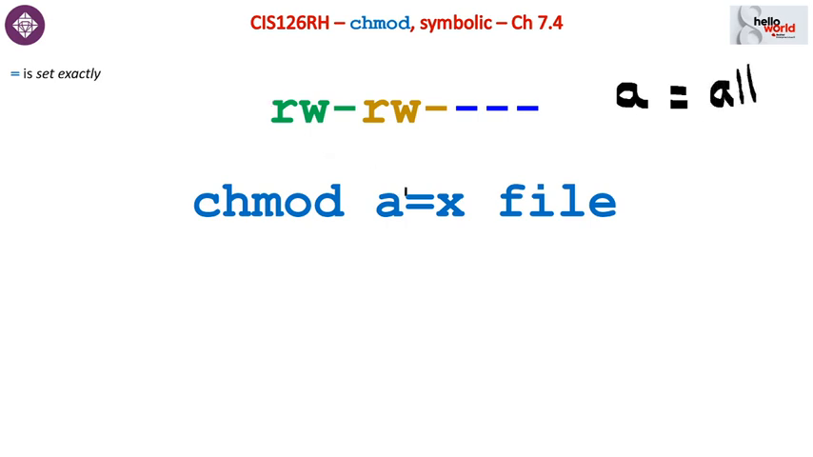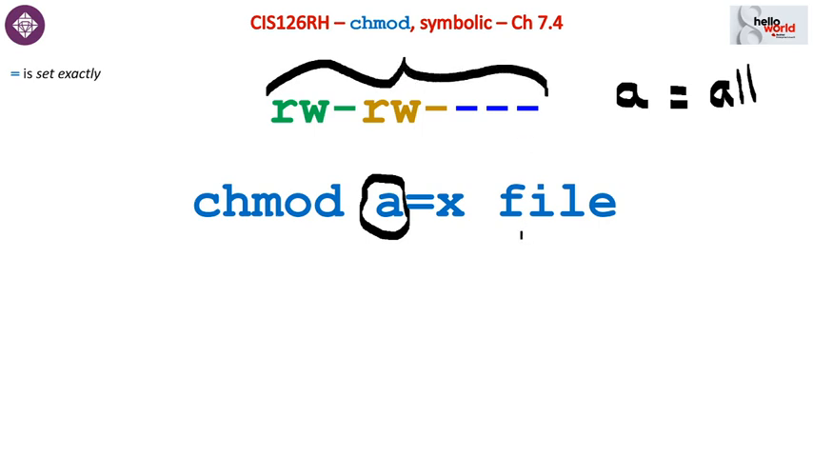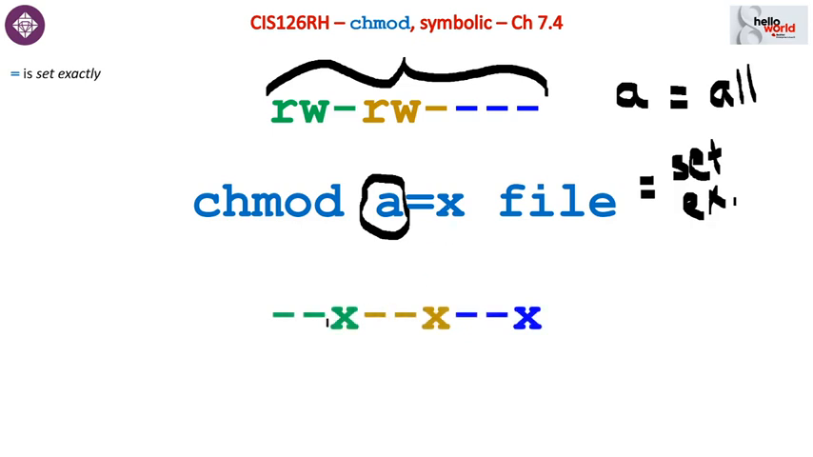So that means that anytime you have this A here, it's going to impact the entirety of this. Remember that equals is set exactly. I'll just put the X. So all set exactly X. Well, what do you think that means? Set exactly X. So we ended up turning this off, we ended up doing this. You'll never see these permissions.